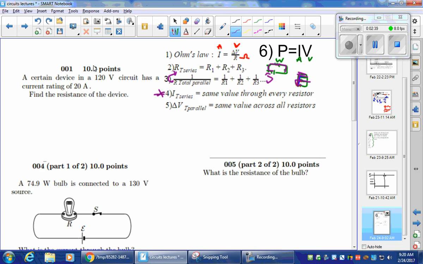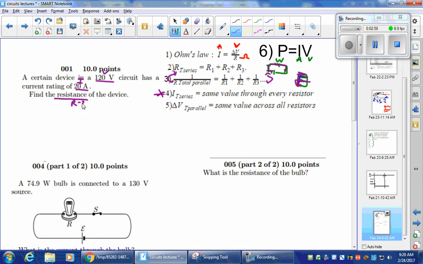Okay, so let's go ahead and go through this now. Let's go ahead and do the GUESS method. A certain device runs on 120 volts. So volts is what? Voltage, right? The circuit has a current rating, so they already tell you a current rating of 20 amps. So you see amps, that's current. All right, so I do that. Find the resistance. So what are we looking for? R is resistance. We don't know what that is.